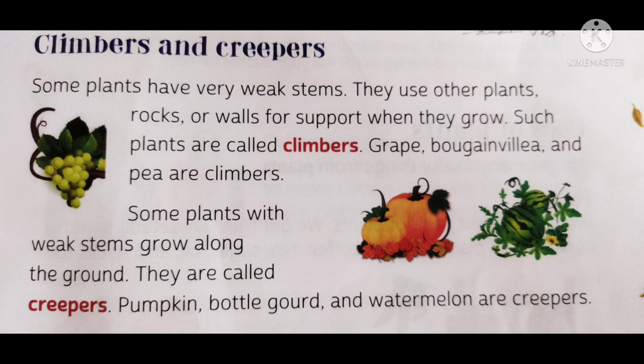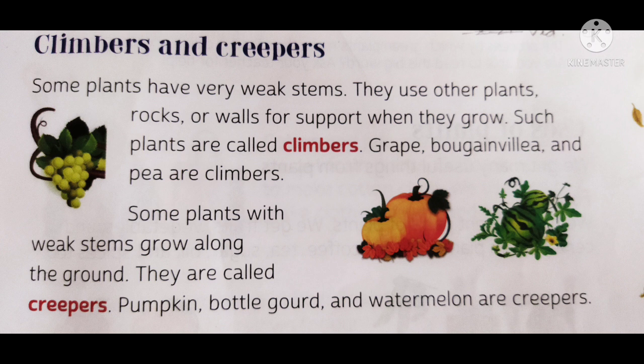Okay, and such plants are known as climbers. When they grow high, when they climb the support, they are called climbers. And some examples of climbers are grape, you might have seen grapevine, bougainvillea, and pea. They are some examples of climbers. And now creepers. Creepers also have very weak stems, but they grow along the ground, means they creep on the ground. They move along the ground. And some examples of creepers are pumpkin, bottle gourd, and watermelon.